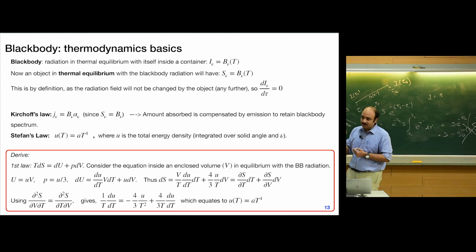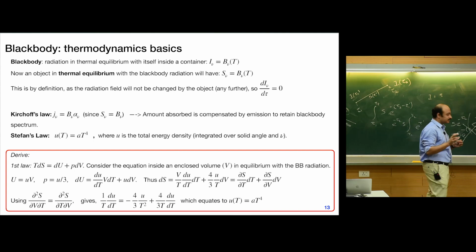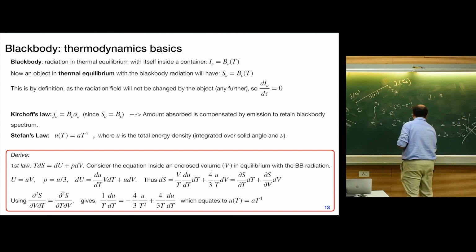But let us first again make some definitions of black body radiation. The intensity of the black body, we'll call it B nu. I nu equals B nu for a black body. Let's just call it first. Now the object is in thermal equilibrium. So deep inside, there is no change in the intensity. So what is happening here?